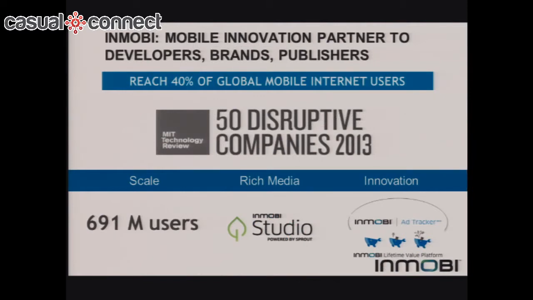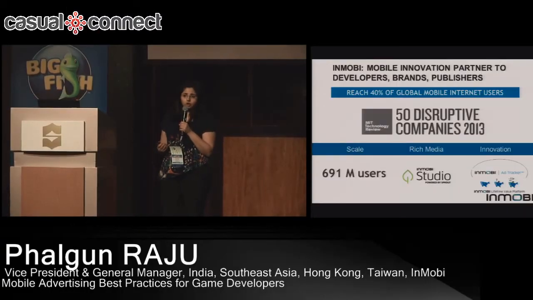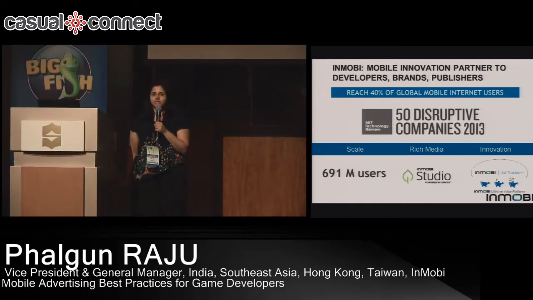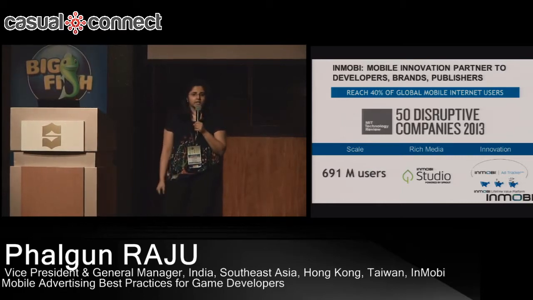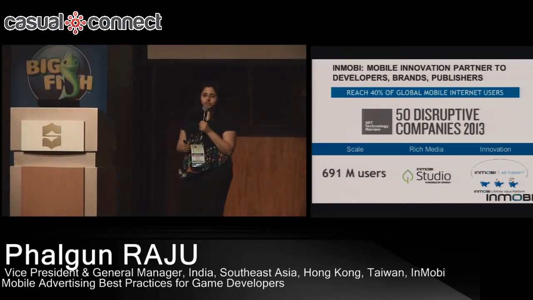So I'm from InMobi. For those of you who are not familiar with InMobi, we're the world's largest independent mobile advertising network. So just to give you guys some statistics, our reach globally is about 40% of all global mobile internet users. We were recently named by MIT Tech Review as one of the 50 most disruptive companies globally, alongside the likes of Apple and Google. To give you guys some idea of the scale, our current user reach globally is about 691 million users.